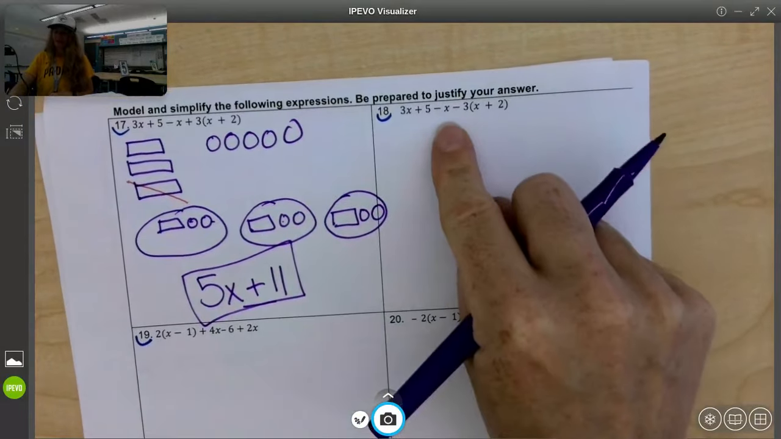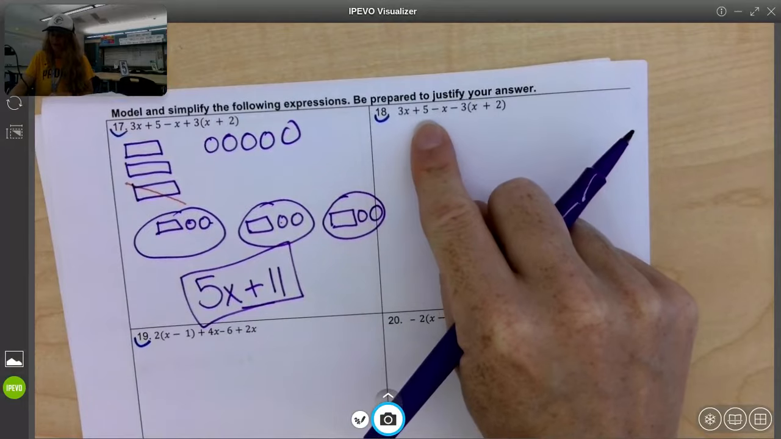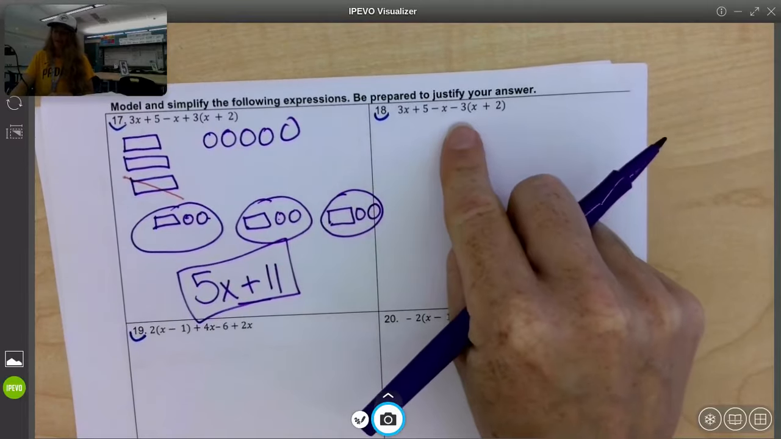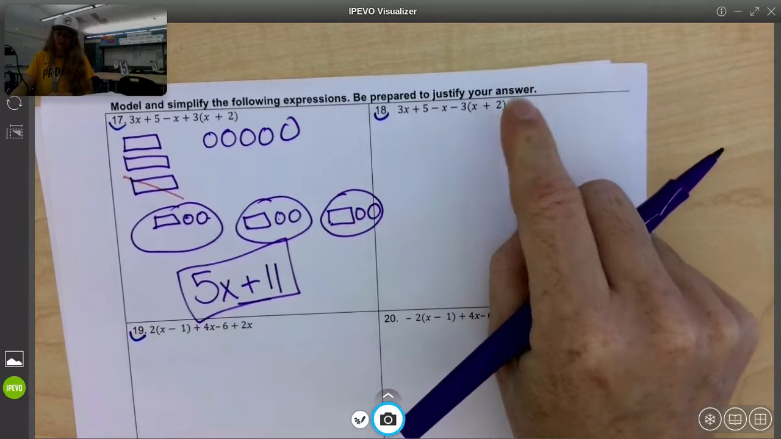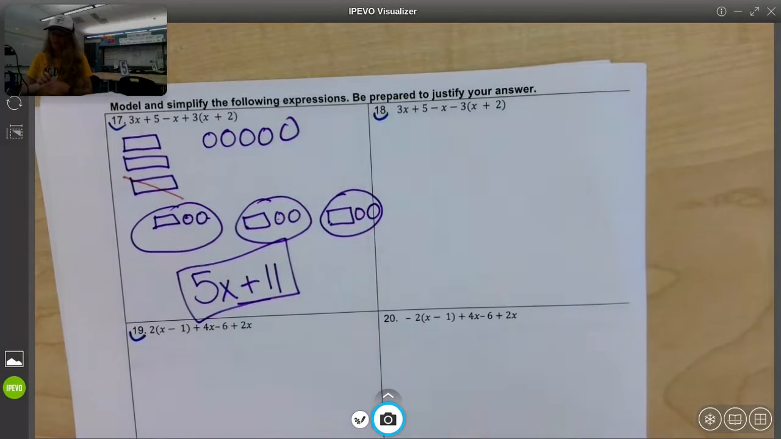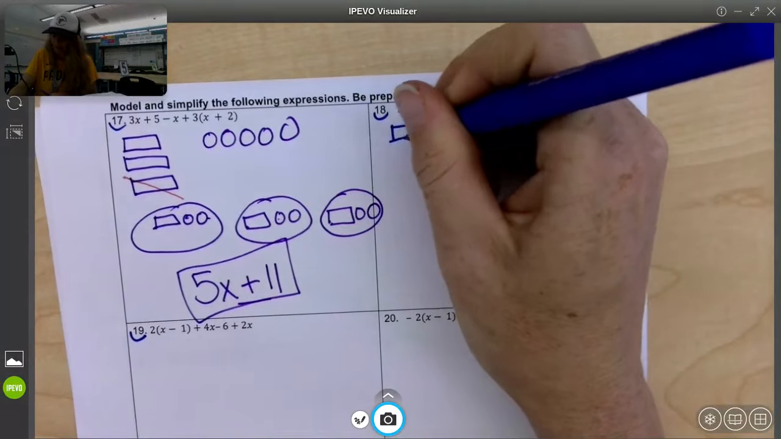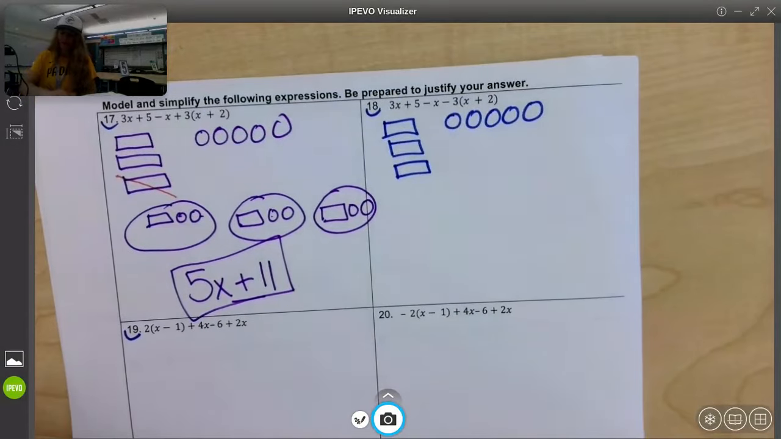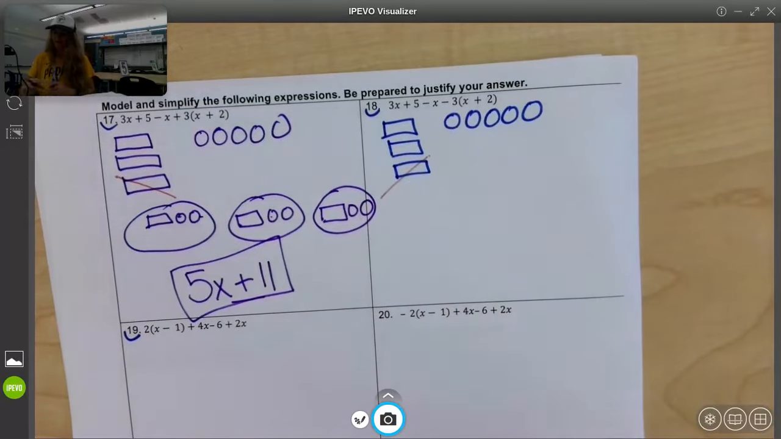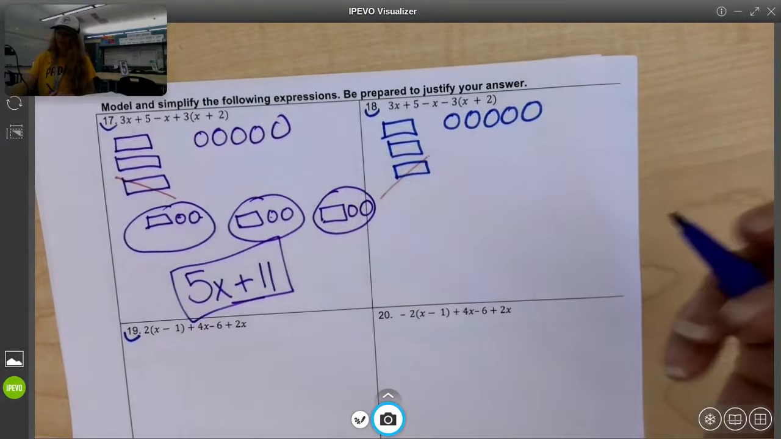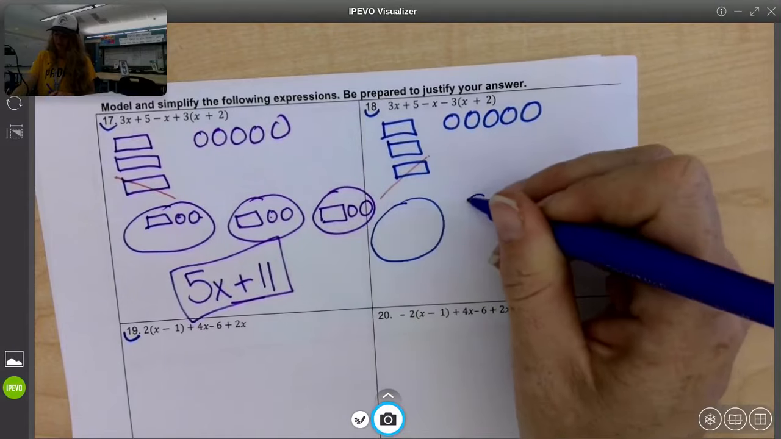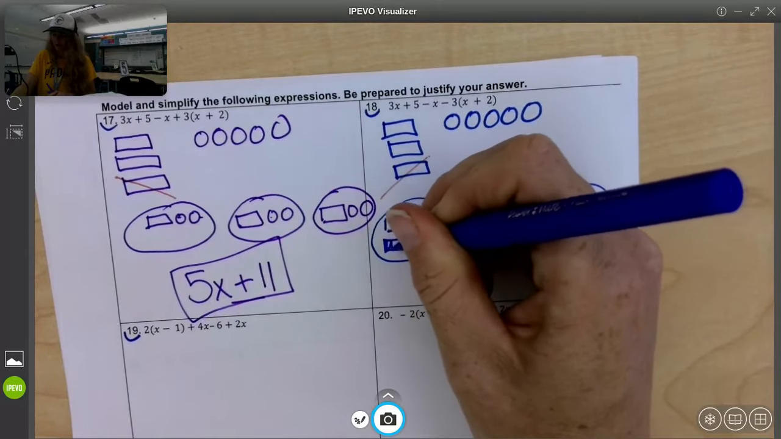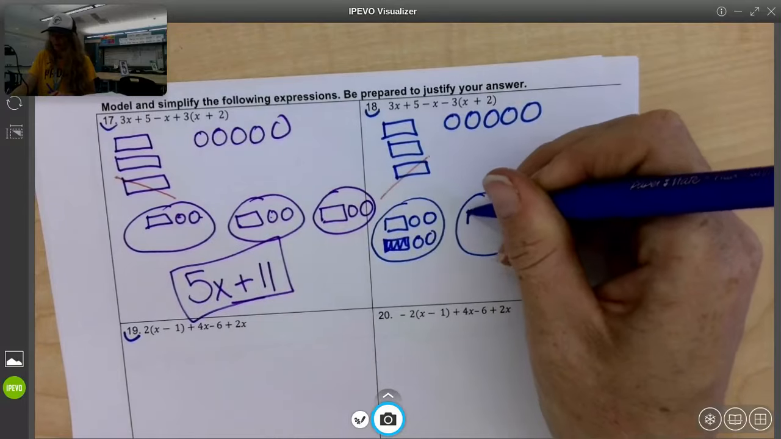Let's look at 18. So 18, we're starting with 3 x's. I'm adding 5 singles. I'm taking away an x, and I have enough, so I don't need to worry about that. And then I'm taking away 3 groups of x plus 2. So I need to be careful here. I'm going to need my 0 pairs. So we're going to start with 3 x's and 5 singles. I'm going to take away 1 positive x, and then I'm going to take away 3 groups of x plus 2, so I'm going to need 3 groups, 1, 2, 3. I'm going to need an x plus 2 and their 0 pair in each group.